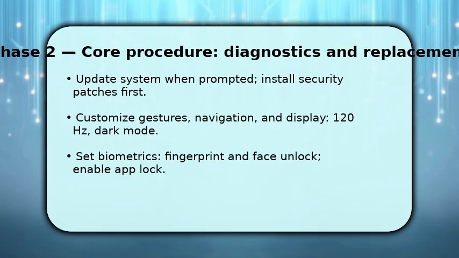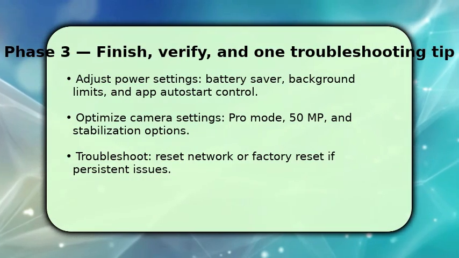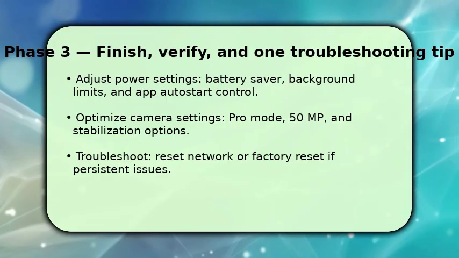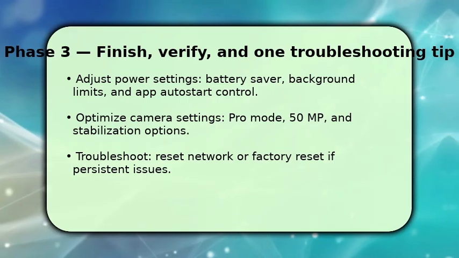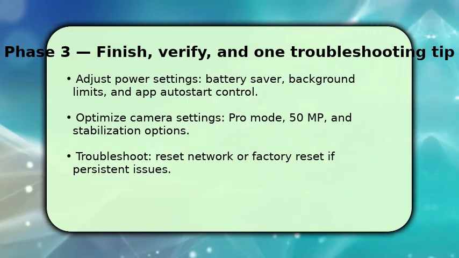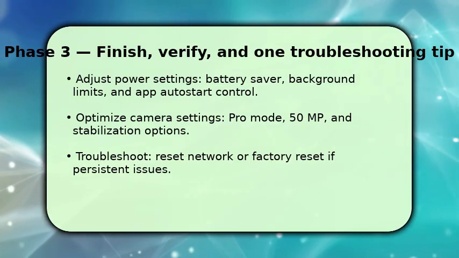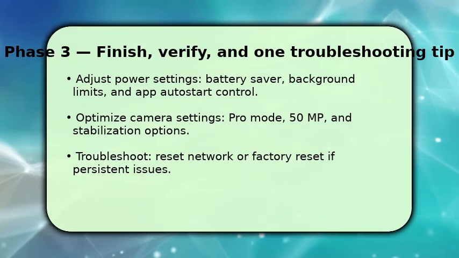Tweak battery saver and background app limits to extend screen time, and manage auto-start apps to prevent unwanted battery drain. Open the camera app and set resolution options. Use 50MP or Pro mode when you need detail, and enable stabilization for steady video.